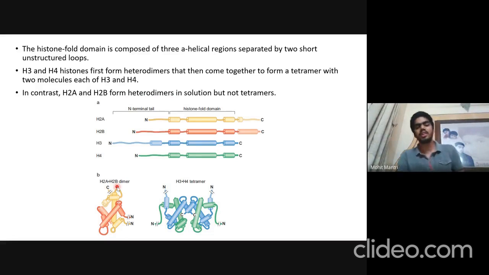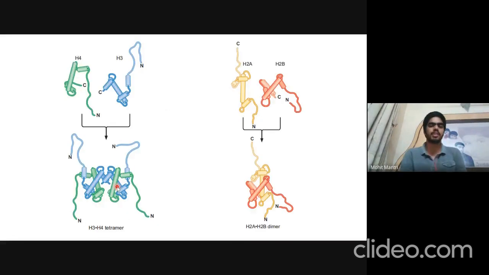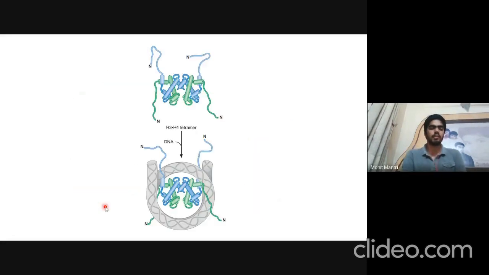So the packaging of DNA in nucleosome takes place in the following way. First of all, the H3 histone and H4 histone form H3H4 dimer, and 2 H3H4 dimer together form H3H4 tetramer. Similarly, H2A and H2B together form H2A H2B dimer. Now this H3H4 tetramer is further wrapped by DNA.